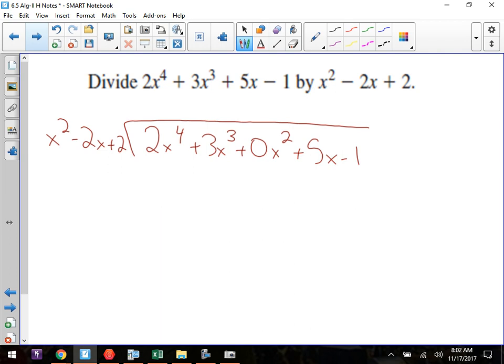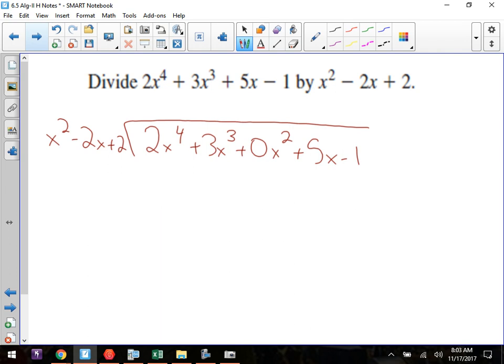And you go through the whole process again, and it does not matter that you're dividing by a trinomial. The process by which we do this is exactly the same. Again, you're going to ask yourself, what do you multiply an x squared by to turn it into a 2x to the 4th? 2x squared. What do you multiply x squared by to turn it into a 2x to the 4th?